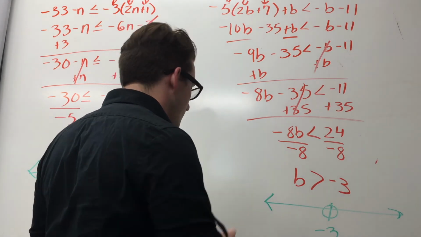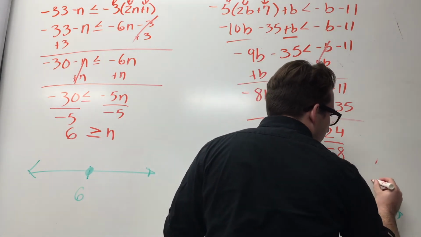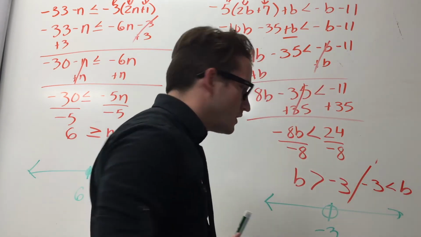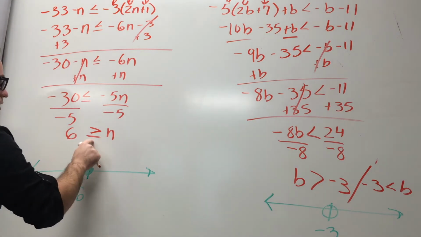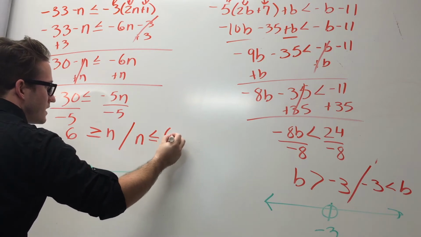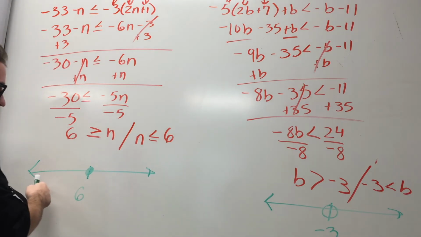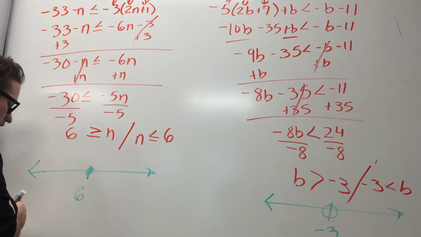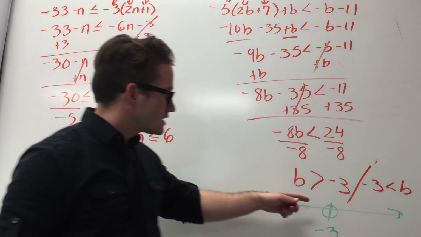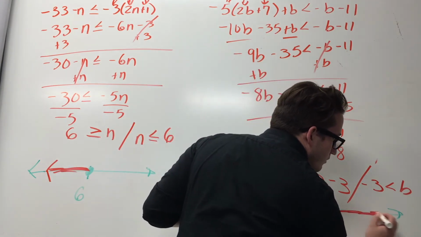Okay? So there's two different ways you can see this. You can see b greater than negative 3 or negative 3 less than b. Both are equivalent. Over here, we could see 6 is greater than or equal to n, or n is less than or equal to 6. So I know that numbers less than or equal to 6 are over in this direction. So that's why I'm going to shade to the left. And I know for this one, the numbers that are greater than -3 are to the right. So that's why I'm going to shade to the right.